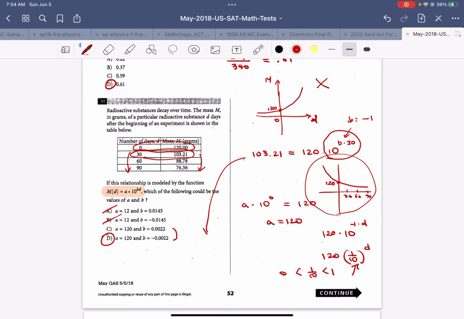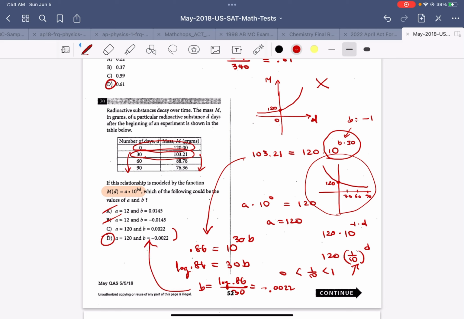So from here, when you divide by 120 on both sides, you get 0.86 equals 10 to the 30b. And then when you take the logarithm of both sides, the common log, base 10, you get log 0.86 equals 30b. Now when you divide by 30 on both sides, log 0.86 divided by 30 will give you negative 0.0022. So the answer should be D. You can actually find that out.